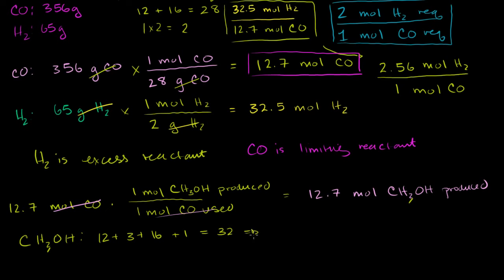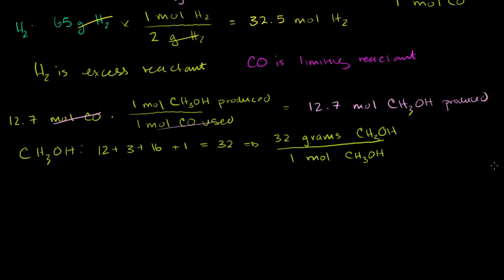This is its atomic weight. That tells us that if we have a mole of it, we're going to have 32 grams of methanol per 1 mole of methanol. And once again, we got that by figuring out its atomic weight.